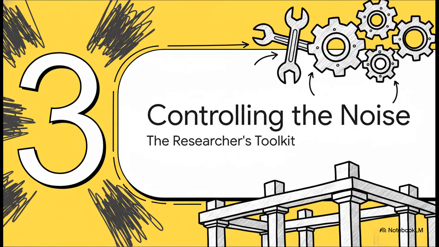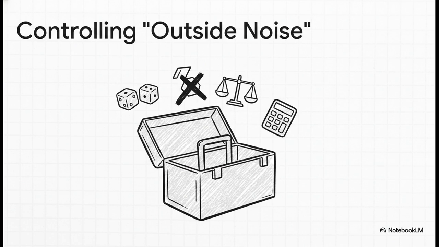Okay, so if the big goal is to control all this pesky noise, how do researchers actually do it? Well, they've got this awesome toolkit of techniques, and each one is basically a different way to build a more stable, noise-proof structure for their study. And there are four main tools in this kit.